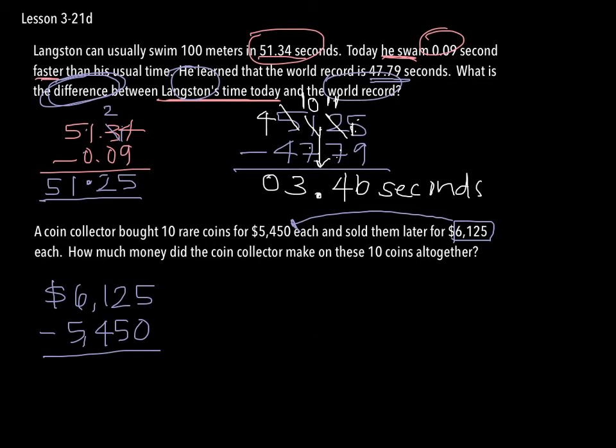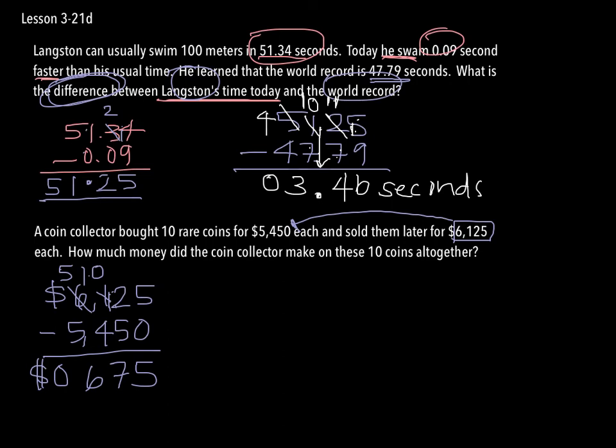Profit per coin. So 5 less 0 is 5, 2 less 5 we can't do, go to our neighbor, 1 becomes 0, 2 becomes 12, 12 less 5 is 7, 0 less 4 I can't do that, so I take my 6, that becomes 5, 0 becomes 10, 10 less 4 I can do, that's going to give me 6, 5 less 5 is 0. So he made $675 per coin.